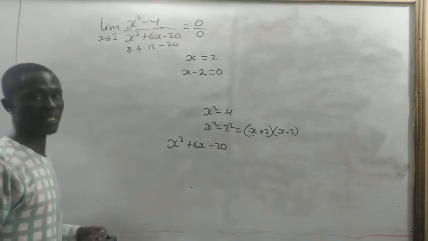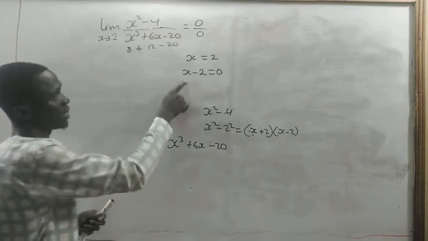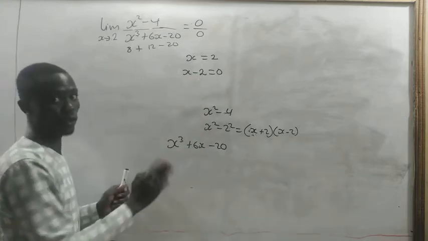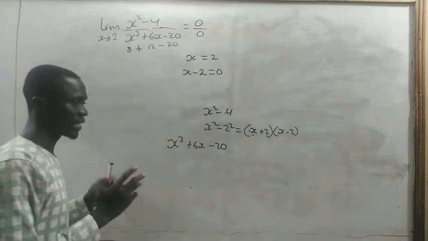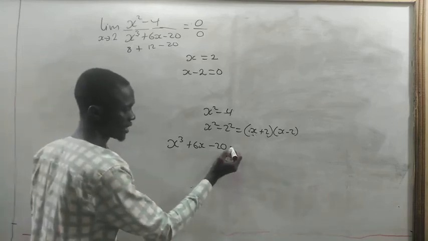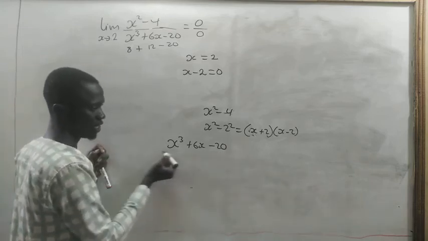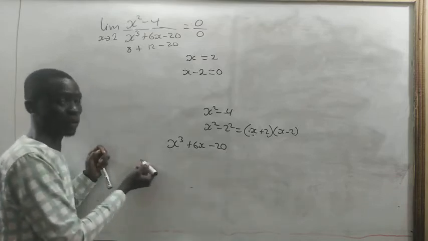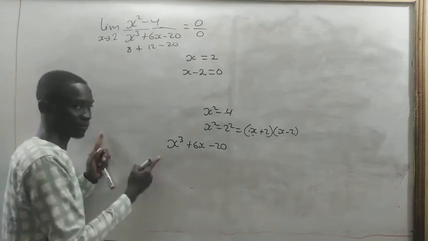So this is a cubic expression. Now, x minus 2 is a factor. We know it already. But in case you don't know, how do we factorize this? We want to factorize this. You look through if there's a common term that we can factorize out. First, you do that. But here we don't have.